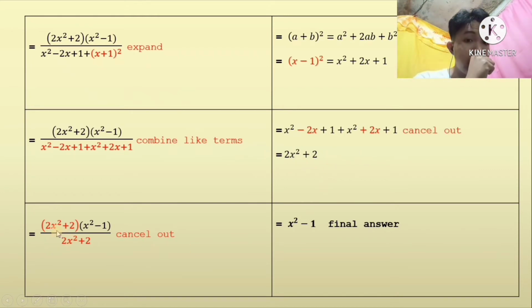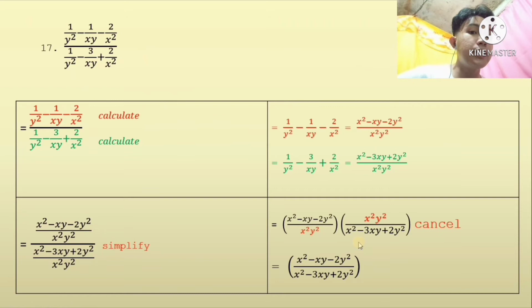Then our new equation will be 2x squared plus 2 times x squared minus 1 over 2x squared plus 2. Then cancel out or divide. Our equation will be only x squared minus 1. So this is our final answer. Next, number 17.